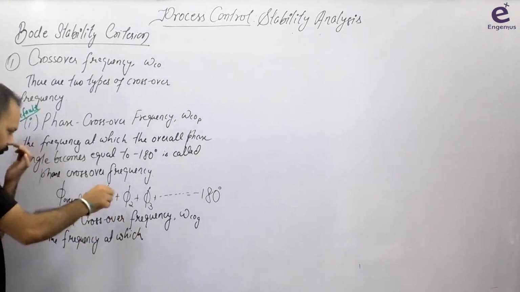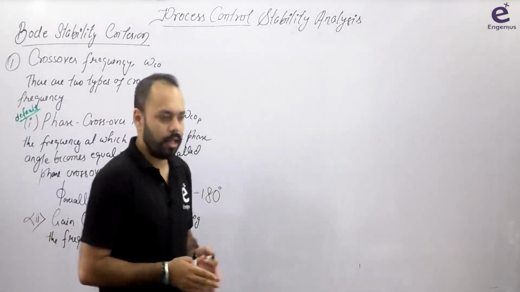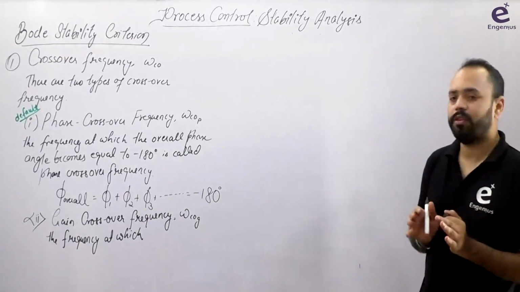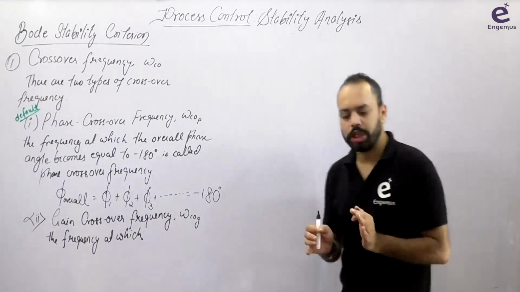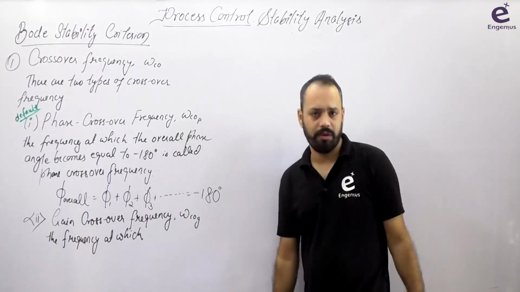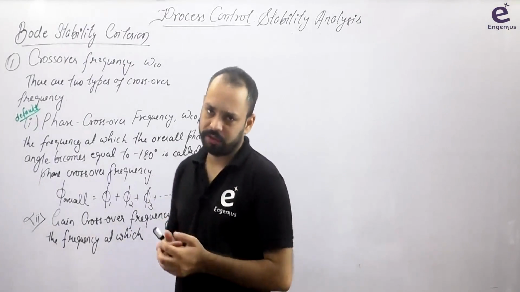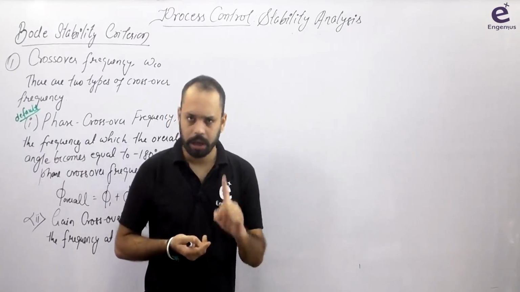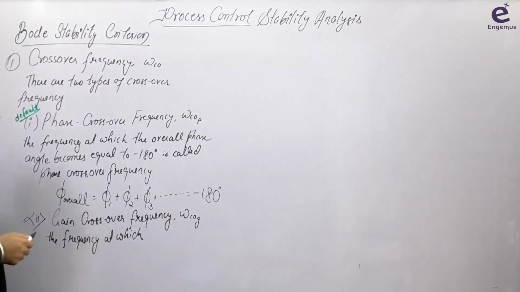Now here we defined the phase crossover frequency on the basis of overall phase angle. Now I am going to define the gain crossover frequency on the basis of overall amplitude ratio. Look, there is one function, one transfer function, which is made up of multiplication of several transfer functions. So you can find two things, phi overall and AR overall. Okay, so when phi overall becomes equal to minus 180 degrees, it is called a phase crossover.